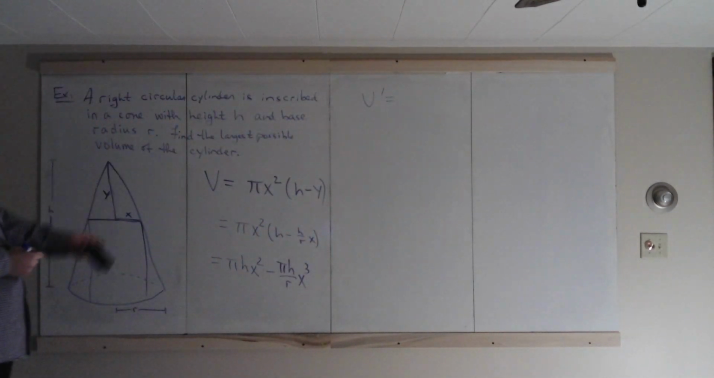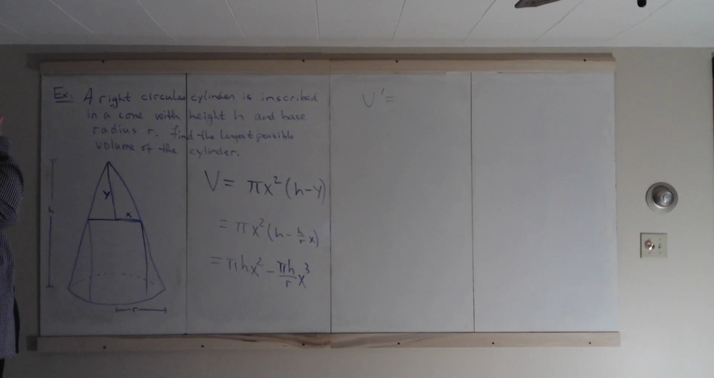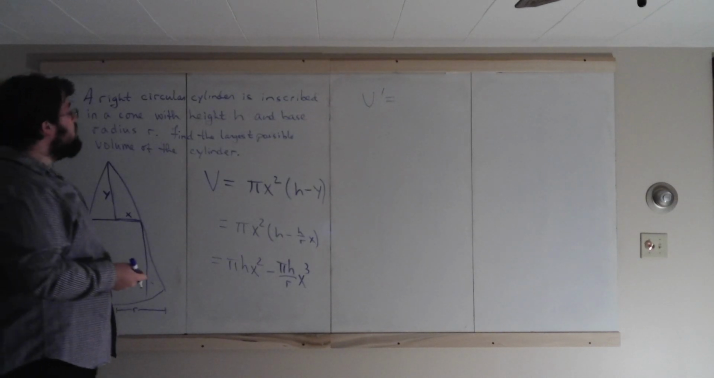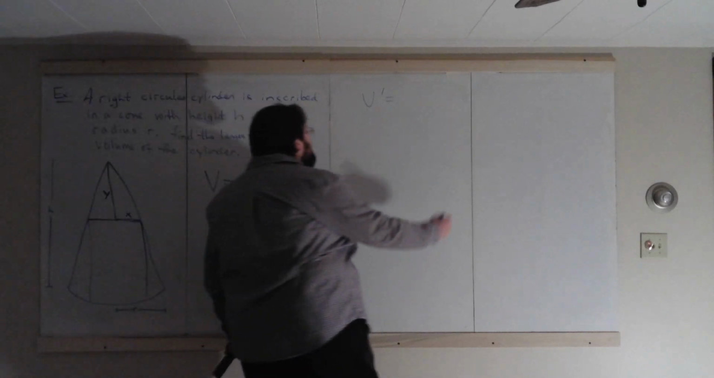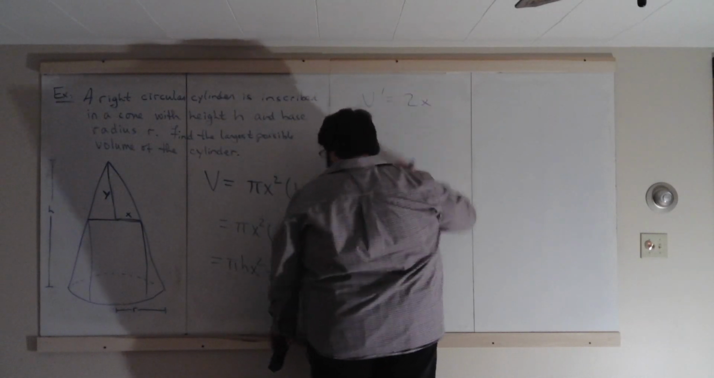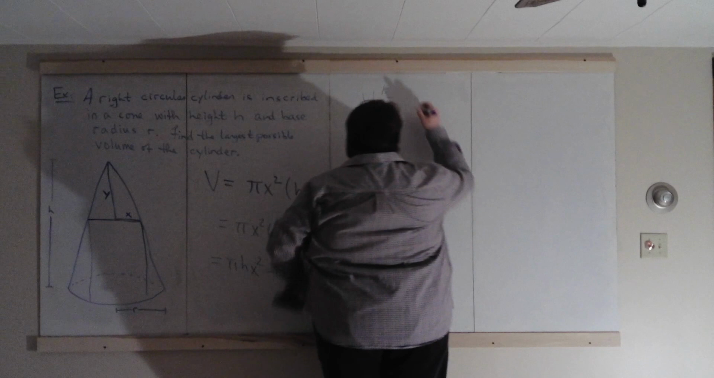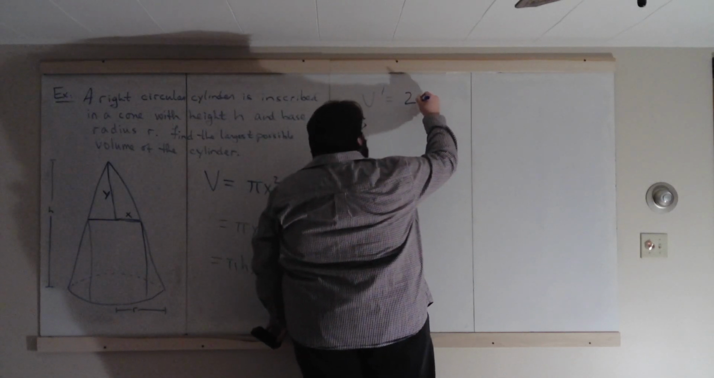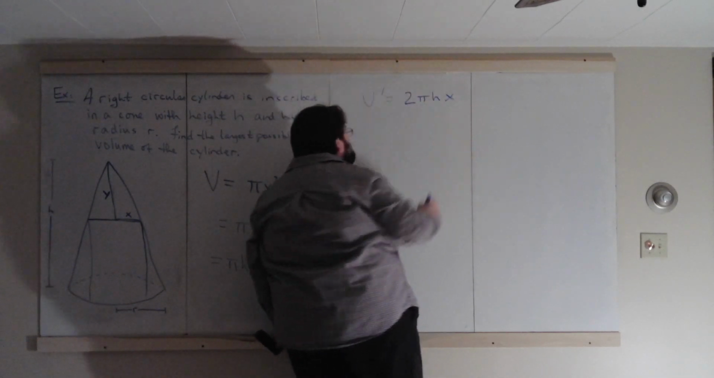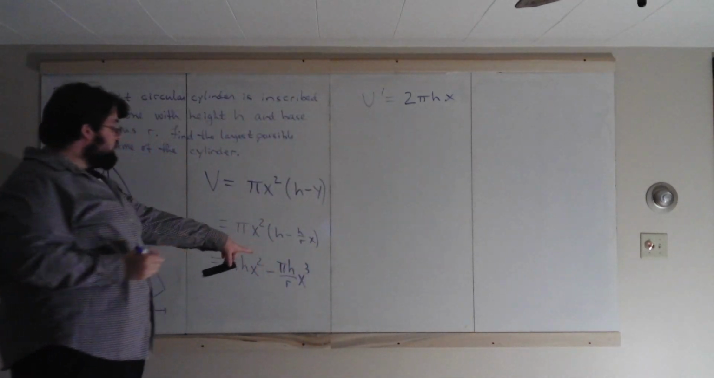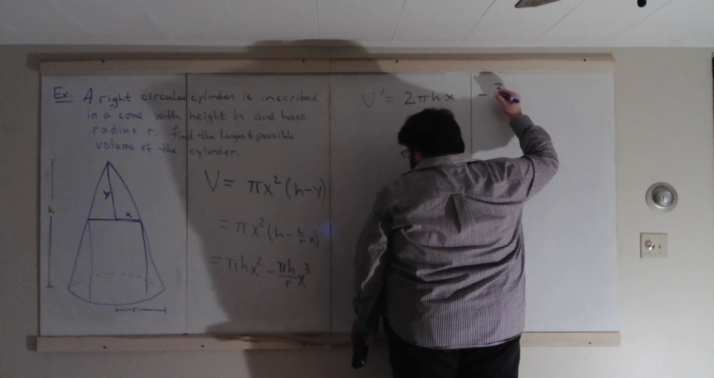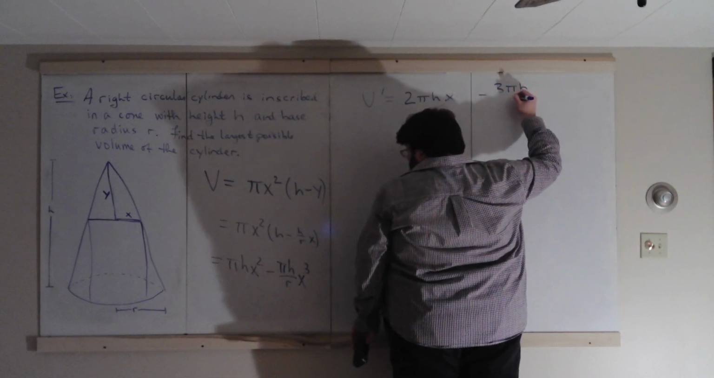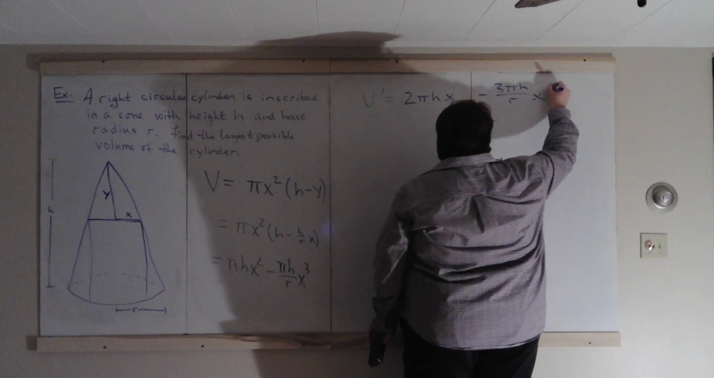So we want to maximize the volume of the cylinder, show how we can get the maximum volume of the cylinder. So we need the first derivative of volume. Well, the x squared derivative is 2x. So 2 pi h x. Derivative of x cubed, 3x squared. So negative 3 pi h over r times x squared.